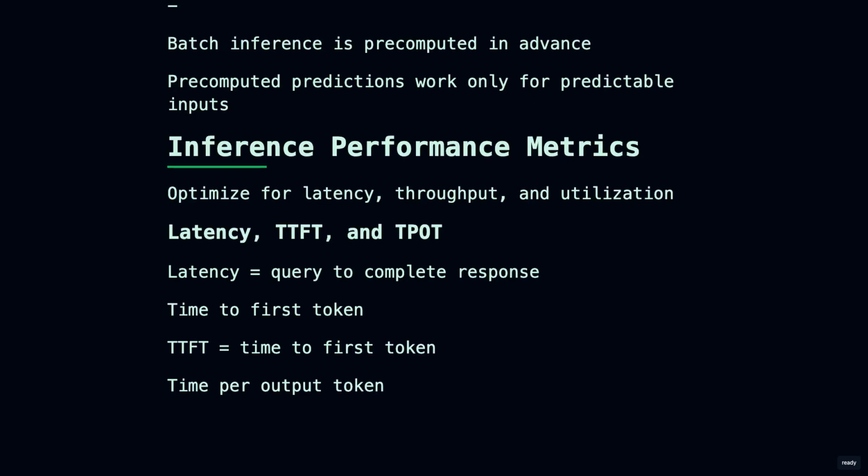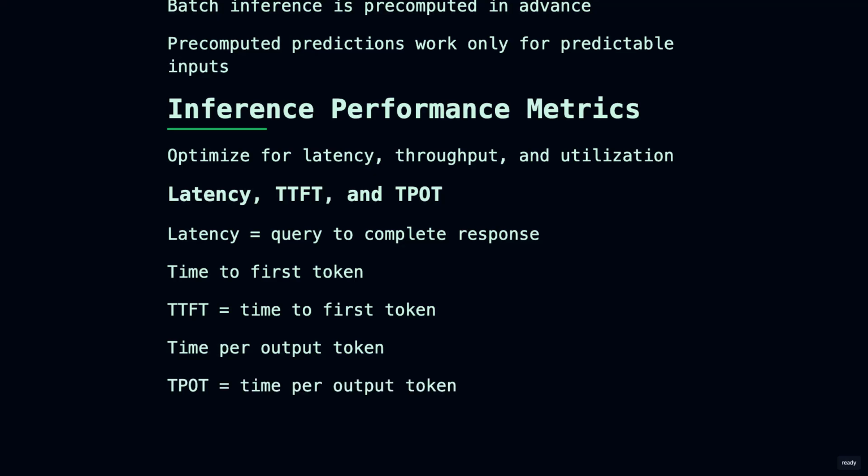After the first token, the model has to keep generating the rest of the answer. That ongoing generation speed is the next metric to watch. TPOT measures how quickly each token is produced after generation has started. If that number is high, long responses become painfully slow even if the first token arrived quickly.